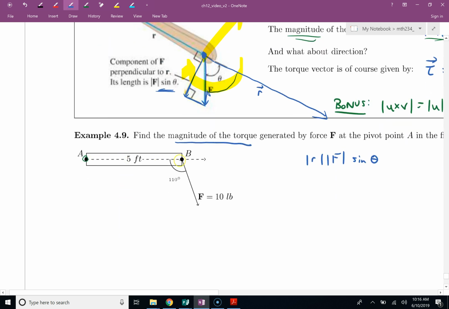So this is going to be our 5 feet here. So this is going to be 5 feet. The magnitude of torque is going to be 10 pounds. We have that given to us here. So 10 pounds. And then the sine of the angle between these things. So sine of the angle between them, so it's going to be sine of, let's see, I see 110 degrees.